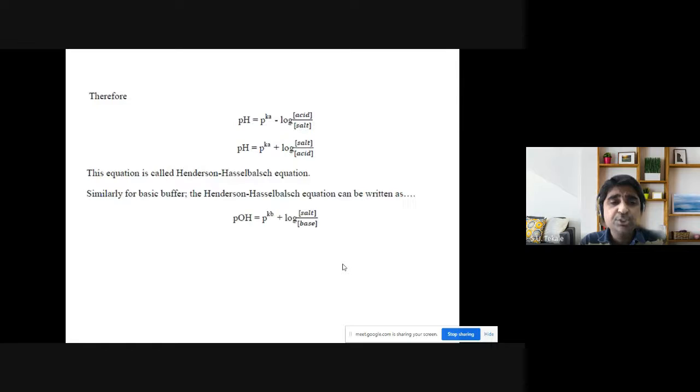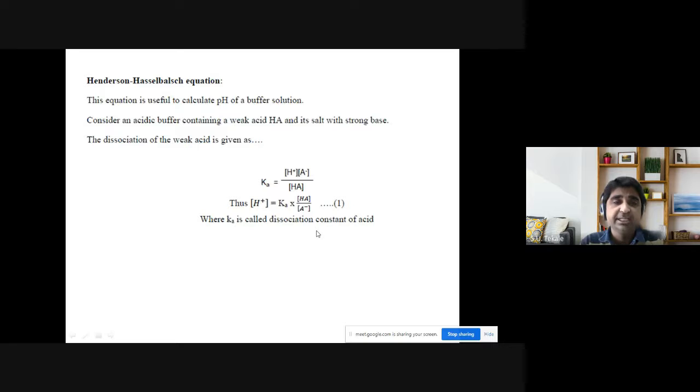We were introduced to this term, that is pH is equal to pKa plus log of concentration of salt upon acid, or pOH is equal to pKb plus log of concentration of salt upon base. How this equation can be derived, that we want to discuss. The Henderson-Hasselbalch equation is used to calculate the pH of a buffer solution. Let us see how.